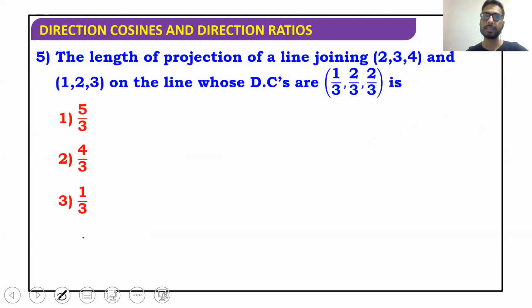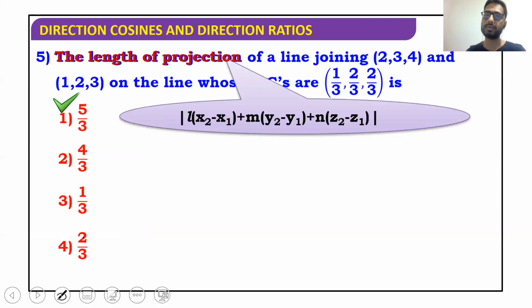For the length of projection, we directly have a formula: L into x2 minus x1, M into y2 minus y1, and N into z2 minus z1. Applying the formula, I can get the length of my projection. So we'll stop over here. Tomorrow we'll see a few questions of straight lines, direction cosines and direction ratios which have appeared in the IIT JEE and NEET exams. Thank you everyone.